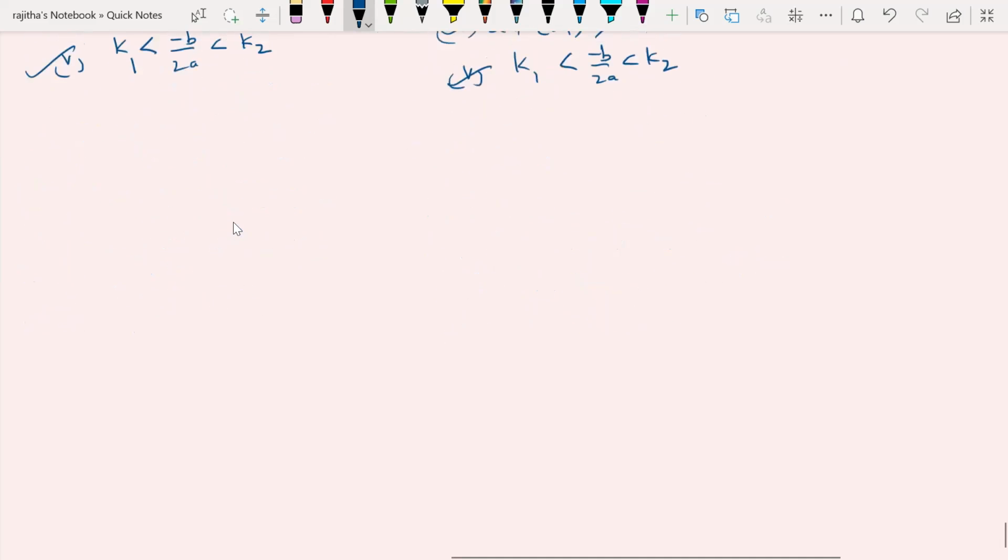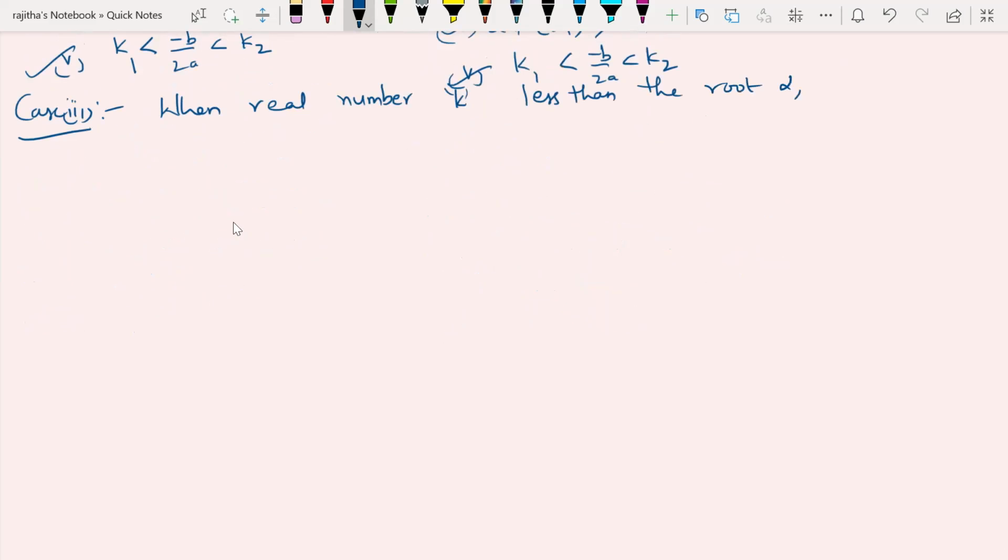Next, the third case. When the real number k is less than the roots alpha, beta. Here I'm taking the graph like this. Here are alpha and beta, and here is some k on the y-axis. The k value is always less than both alpha and beta.